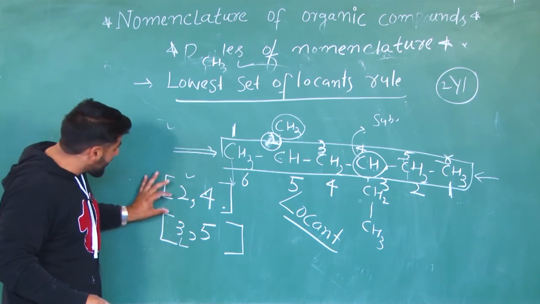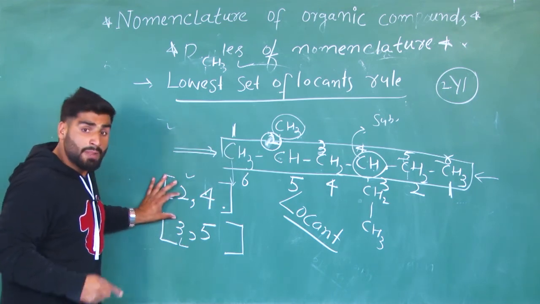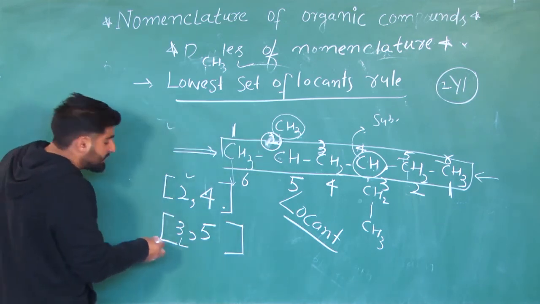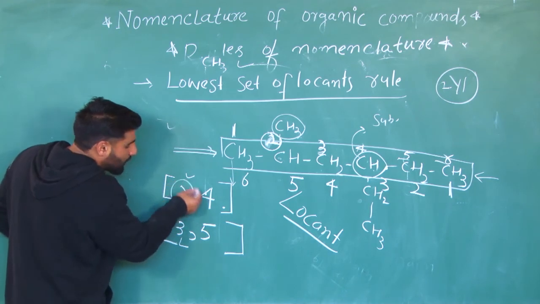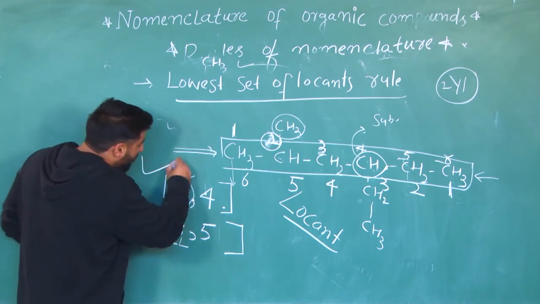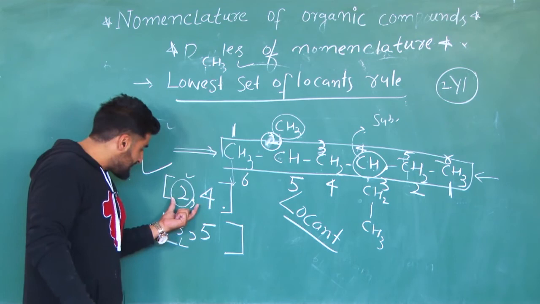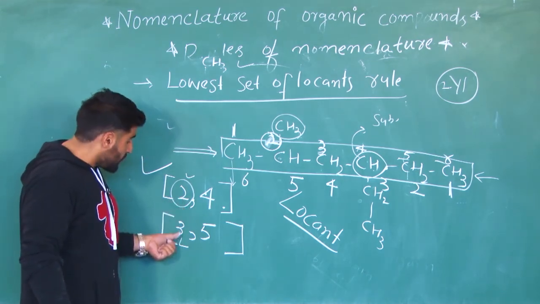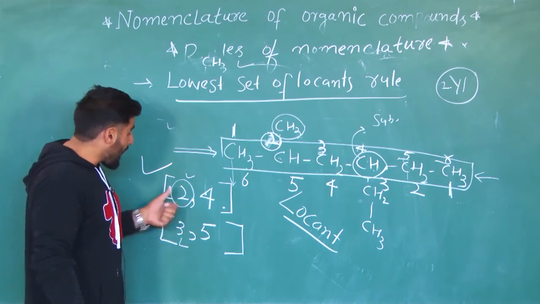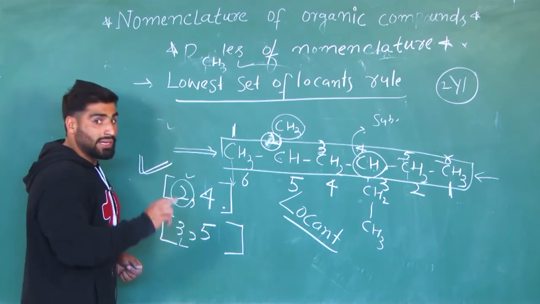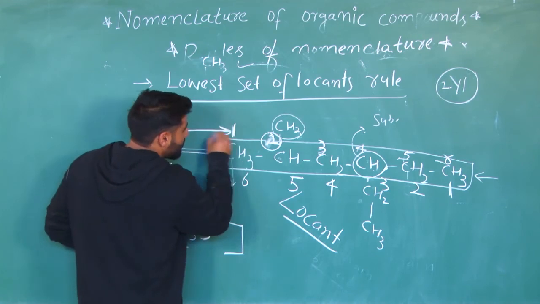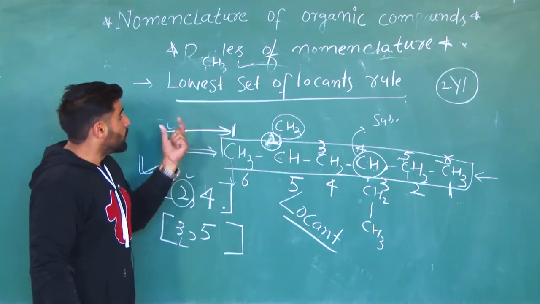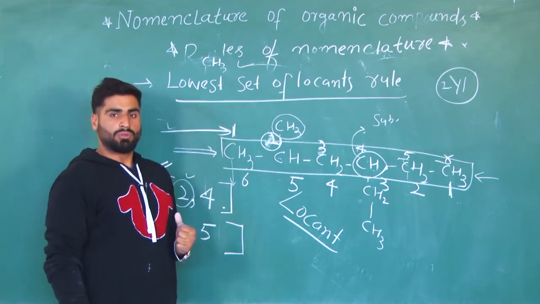Here I have 2, here I have 3. It becomes the first point of difference. Now the set that has the lowest value of the locant is preferred for the numbering. So this set has the lowest locant 2. This has 3, so this set has to be preferred. What does that mean? I have to number this chain from this side. Very simple. This rule is known as the lowest set of locant rule.